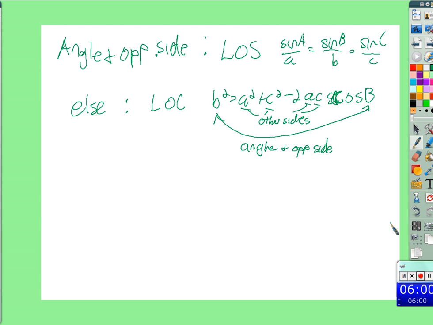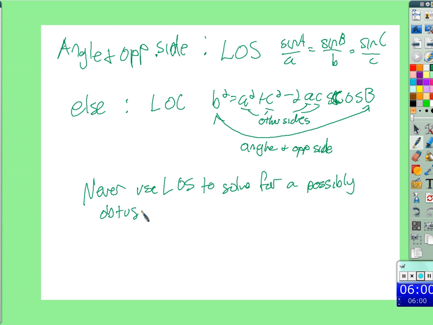Other sides. Okay. And that last thing to keep in mind, if you do want to avoid badness, what do we remember to do? Do not use the law of sines on a possibly obtuse angle. Never use law of sines to solve for a possibly obtuse angle. When in doubt, lock it out.